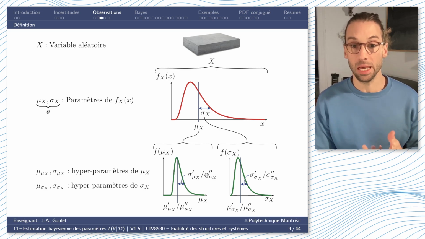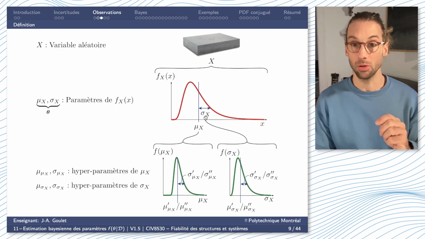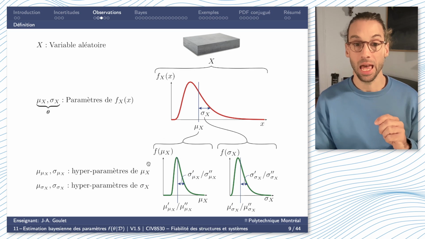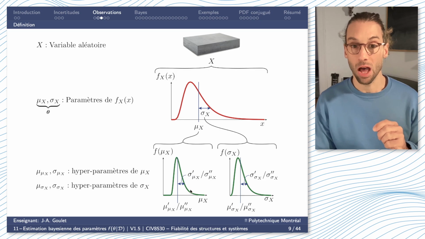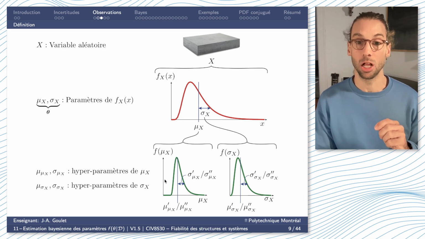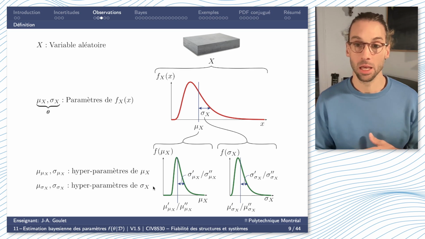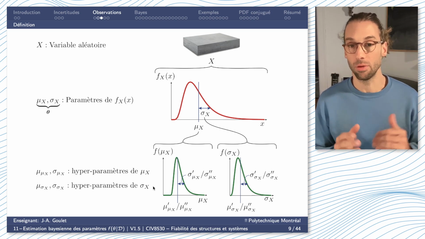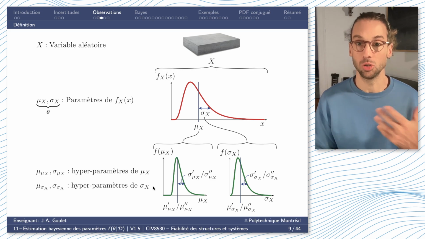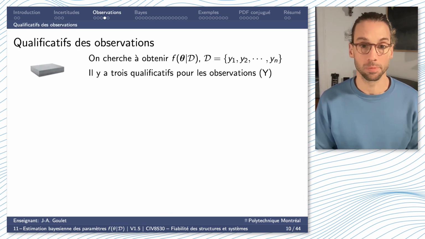And strictly speaking, we should speak of mu and sigma as parameters. So parameters in this case of f of x, the probability density representing my resistance x. And here, the mean of mu x and the standard deviation of mu x would represent hyperparameters of mu x. Okay, parameters of parameters, we'll call them hyperparameters. Here we can use parameters everywhere, but the strict term to describe those should have been hyperparameters.